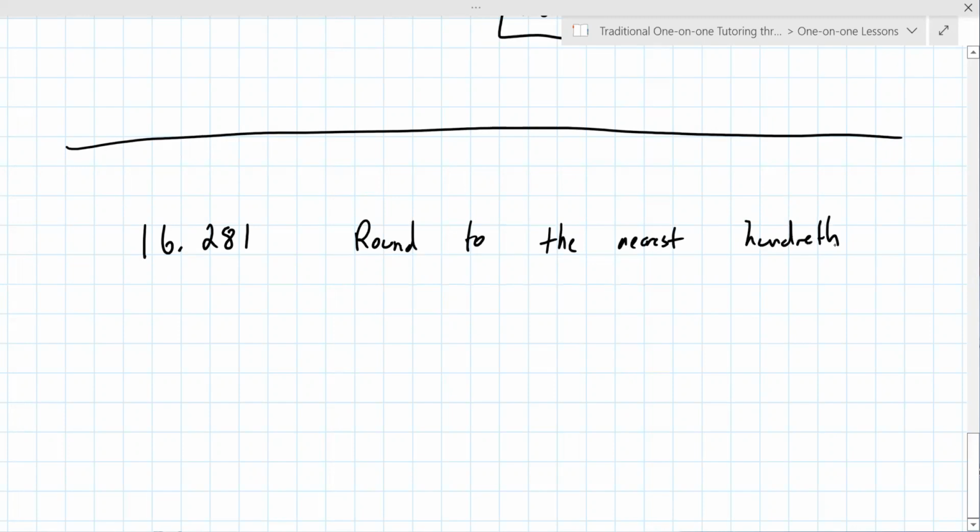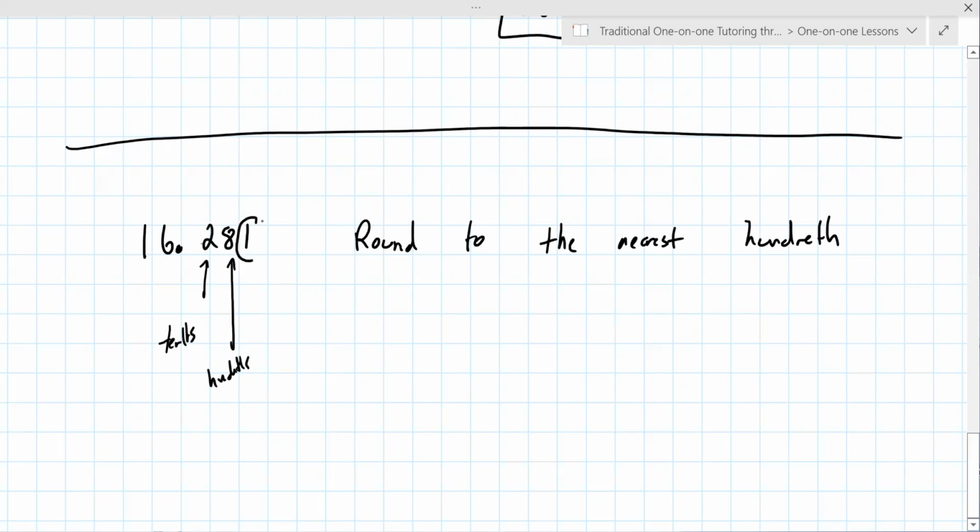Which digit is in the hundredths position? It can't be the decimal point. The decimal point is the decimal point. That's the tenths. 2 is the tenths. It's 8. 8 is the hundredths. So you have to remember that it goes tenths, hundredths. Then we'll get to the next one.